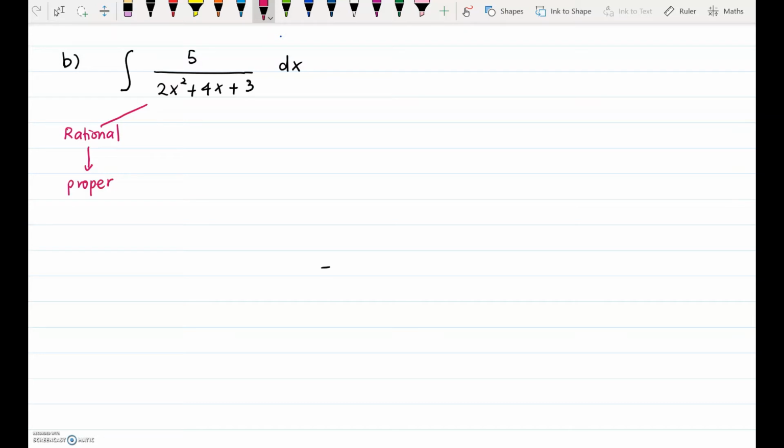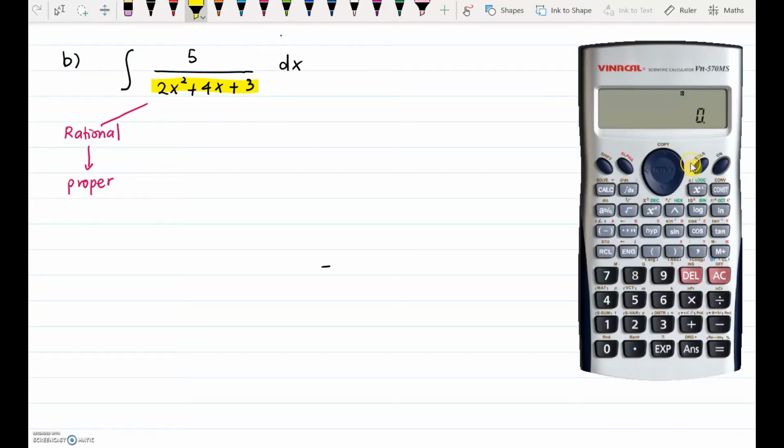For a proper rational function, we have to identify whether your denominator can be factorized or cannot be factorized. You can use your calculator. We have to use mode EQN, and the unknowns is 2, so the degree is 2, power of 2. Your A is 2, your B is 4, and your C is 3.